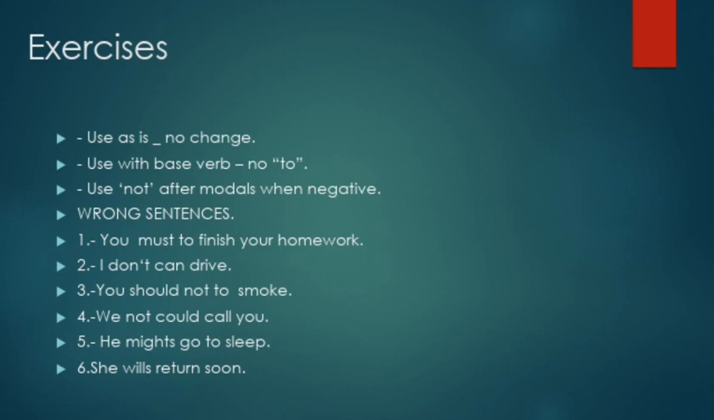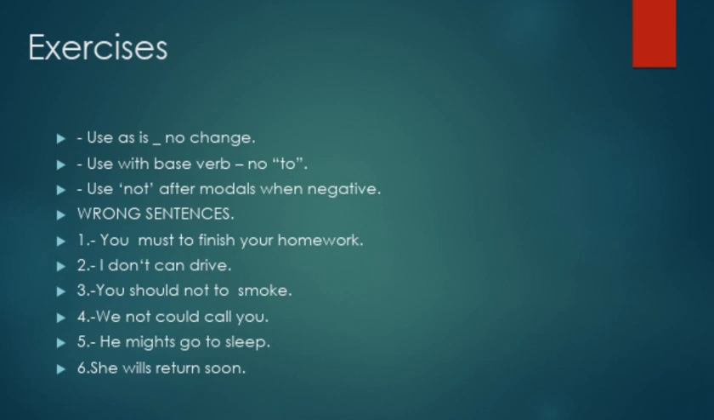Exercise number 2. I don't can drive. What's wrong there? The mistake here is don't, because we cannot use don't in these sentences. The correct sentence is I cannot drive, and we use the third rule. Sentence number 3. You should not to smoke. What's wrong there? The incorrect word is to. We don't use it. You should not smoke is the correct sentence, and we use the second rule.